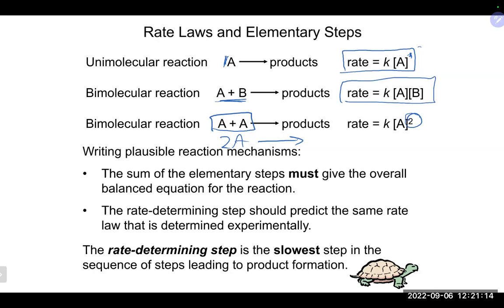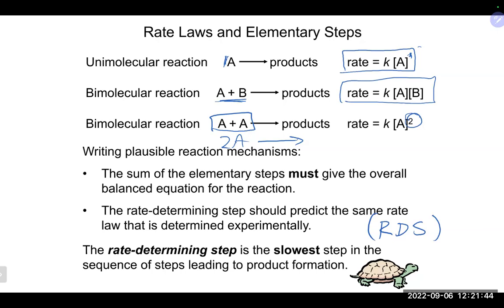There is going to be a step in the mechanism which is considered the rate determining step. The rate determining step is sometimes abbreviated as RDS. It is the slowest step in the mechanism, hence the turtle, I think. So it is the slowest step in the mechanism. It is the one that basically determines how fast or slow that reaction is going to take place.